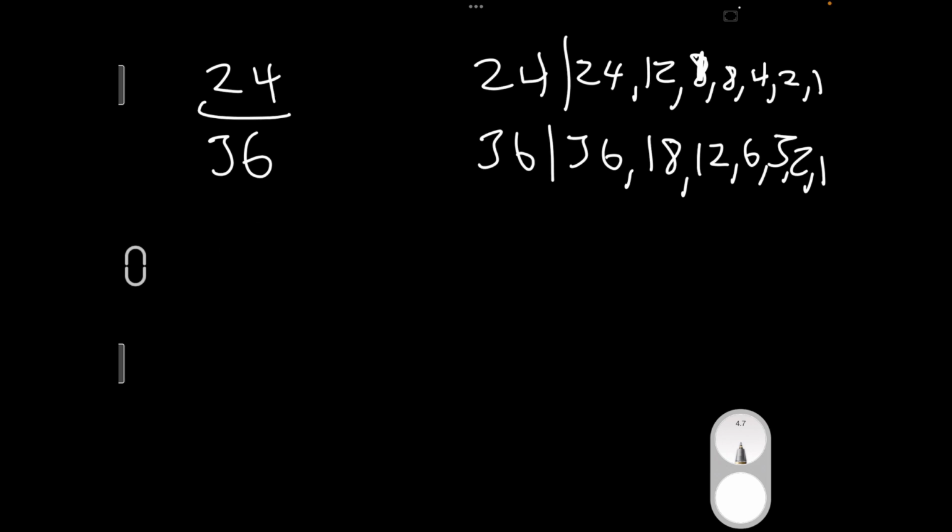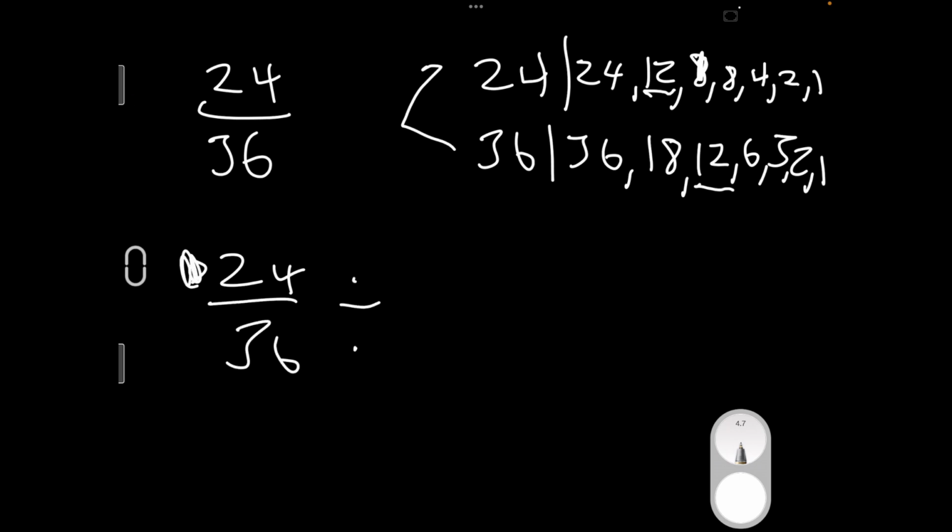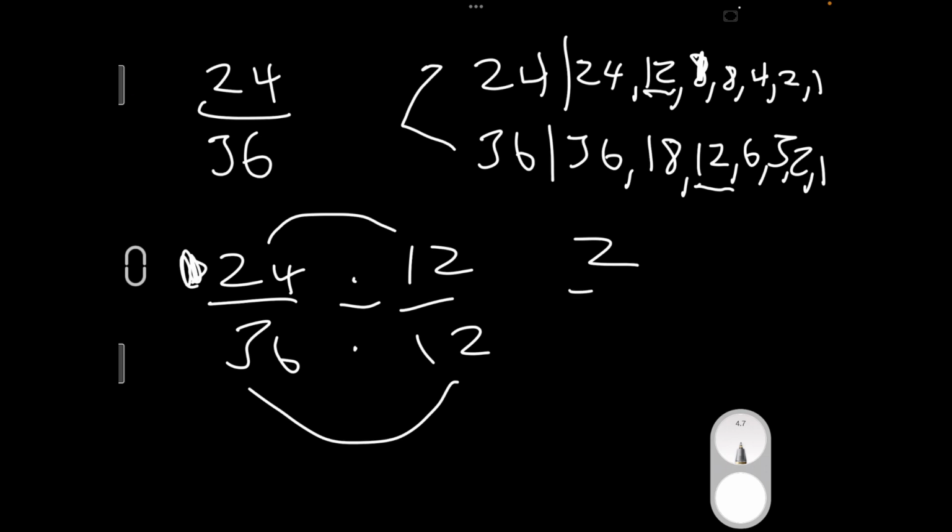So what is the greatest common factor that both of these share? So the biggest number that is seen in both of these lists is going to be 12. So 12 is the greatest common factor. Now we have to divide the numerator and denominator. So 24, and we need to divide both numerator and denominator by 12. So 24 divided by 12, that's going to be 2. And 36 divided by 12, that's going to be 3. So this is the final simplified fraction.